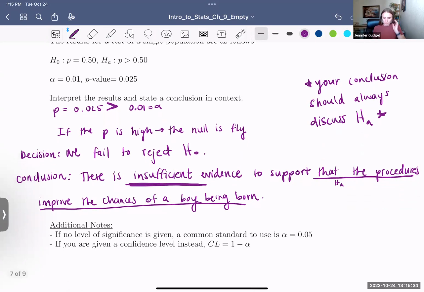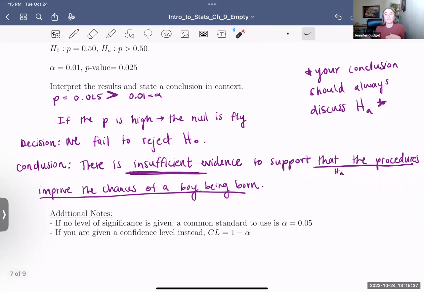All right, additional notes. If there is no level of significance given or no confidence level, I wrote this up at the top again. If there is no confidence level or level of significance required or provided, this is a good level of significance to just go with. A 95% confidence level or a level of significance of 5% is safe and a pretty standard value to compare our p-value to. I won't be really giving you any where it's not provided, so don't expect to use that a lot, but just for your knowledge, if it's not provided, a 5% level of significance is a pretty good standard to go by.